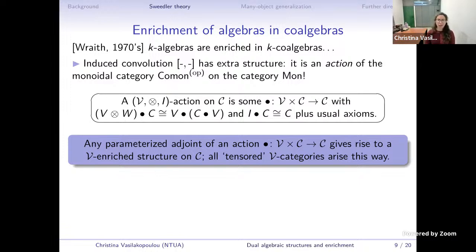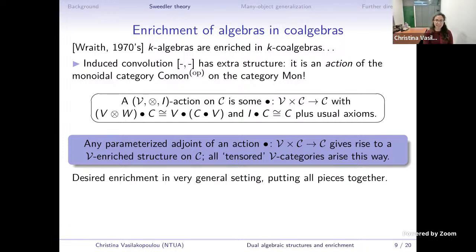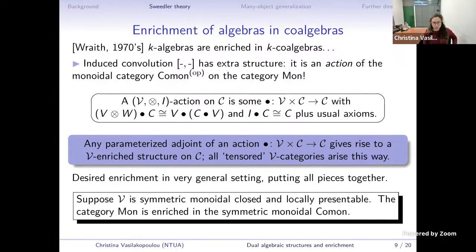tensored V-categories, so V-categories equipped with tensors, which is a special sort of weighted limit, and actions with an adjoint. So this is a really beautiful result. And it was even obtained in the context of bicategories, of enriching ordinary categories in bicategories. And this is a special case in the setting of monoidal categories. Anyway, to go back to what we're interested in, we have this action that has an adjoint, and we can put all these pieces together, and under the running assumptions on V, we can indeed obtain an enrichment of the category of monoids in the category of comonoids.